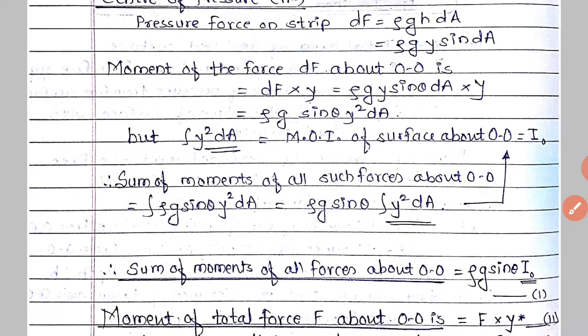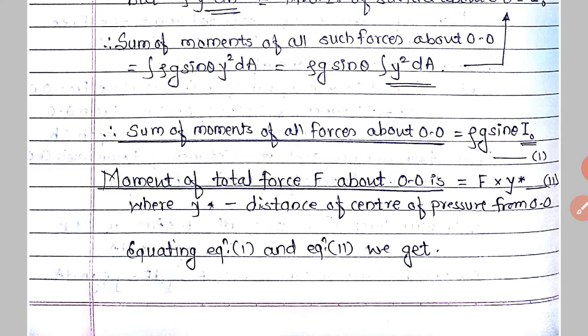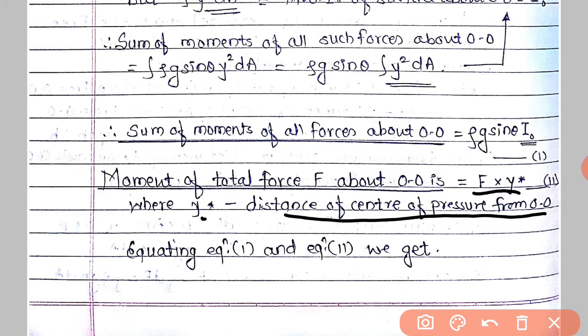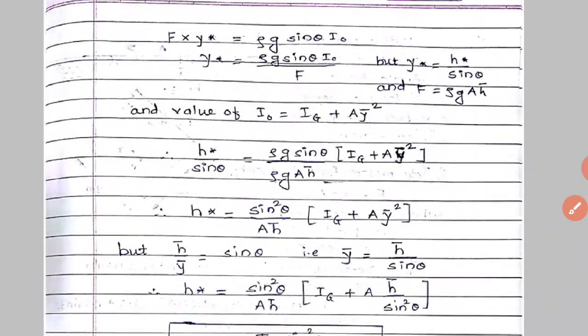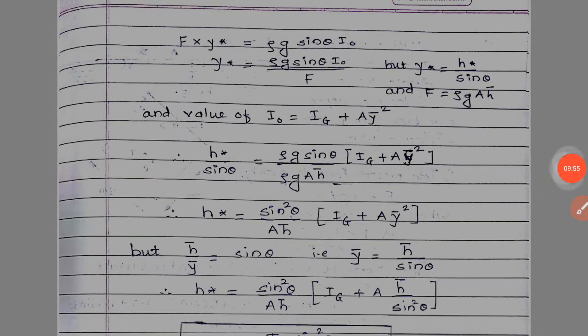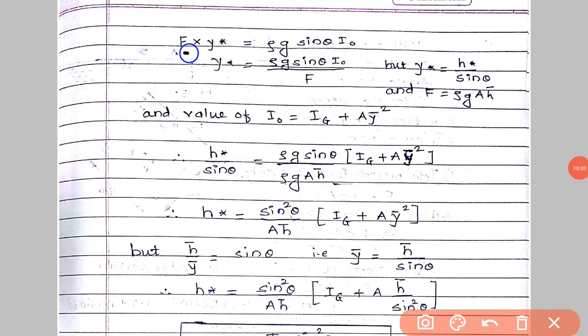This will be our sum of moments of all the forces acting on the object or surface. Now moment of the total resultant force will be force into y star, where y star is the distance of center of pressure from O dash O. So previous equation, this is equation number 1, sum of moments of all the forces, and this is equation number 2, moment of total force or resultant force about axis O dash O. By equating those two equations we will get force F into y star, this is moment of resultant force or total pressure force, and rho g sin theta I0, this is sum of moment of all the forces.